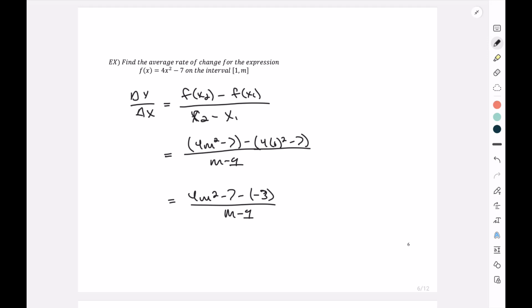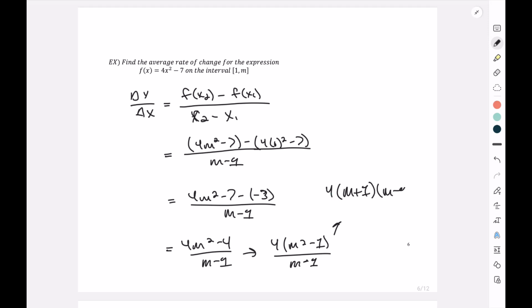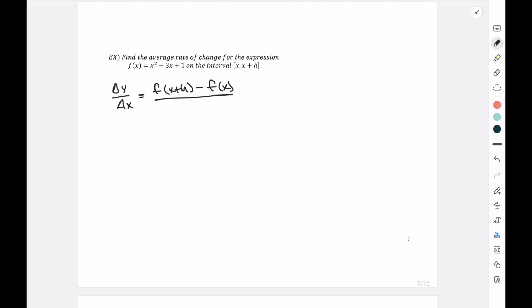If we combine like terms in the top, we're going to get 4m squared minus 4 all over m minus 1. If we factor up top and pull out a 4, we're left with m squared minus 1 all over m minus 1. And we can see that it's a difference of squares. And so we would have 4 times m plus 1, m minus 1 all over m minus 1. And we can see that our m minus 1s would cancel, and we are left with 4 times m plus 1.